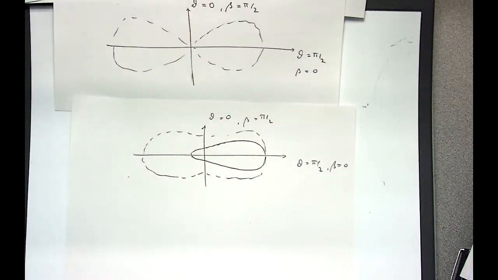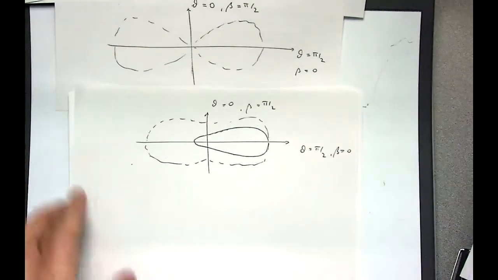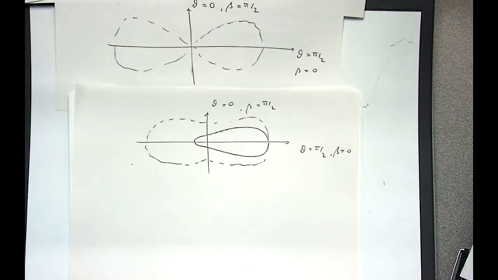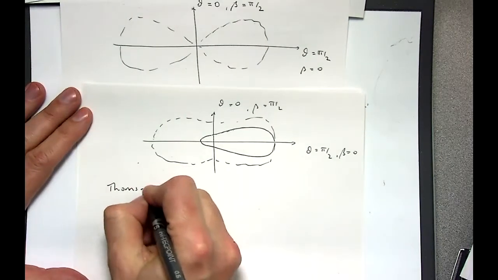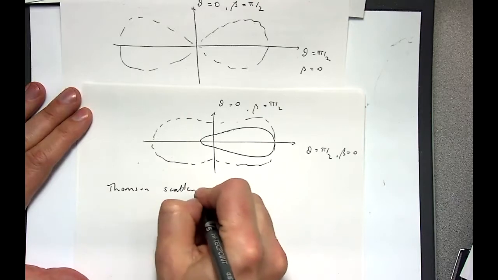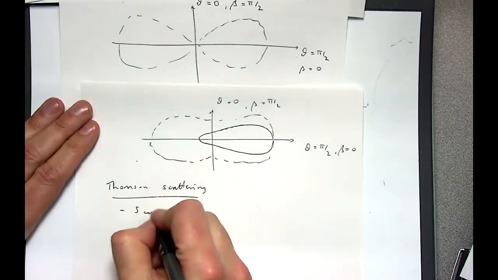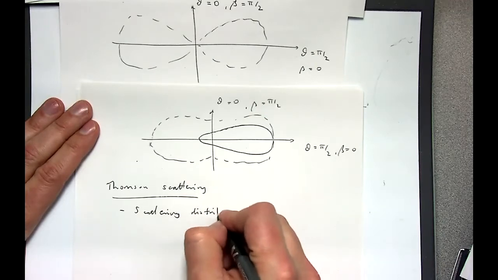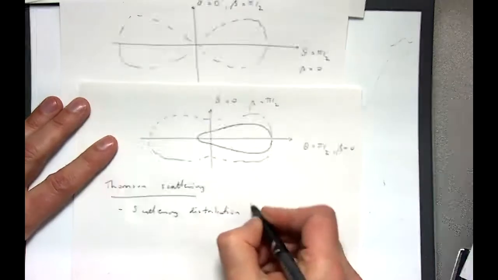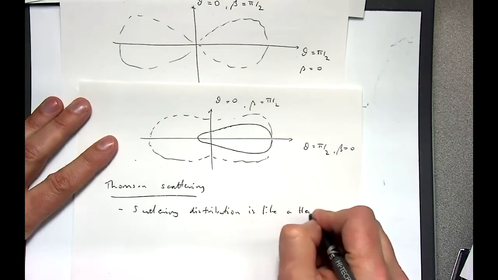So the stuff you should take away from this. This is just a finish off for today, and then we're going to start looking at guided radiation on Friday. So this is the end of section 4. The important things you should take away. Firstly, Thompson scattering is very important. It's clearly a fundamental process, and the important statements to make are that the scattering distribution is exactly the same as a Hertzian dipole, because it's the same physical process.